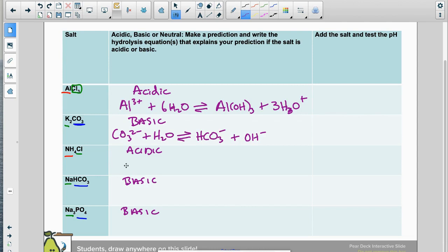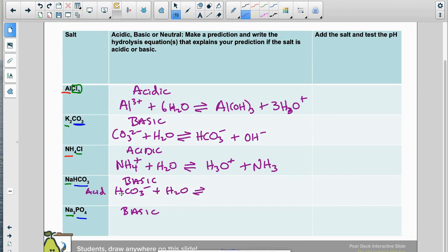All right, then our next ion that causes this solution to be acidic is our ammonium. And so it undergoes hydrolysis and forms hydronium plus ammonia. Our next ion is HCO3-. This is bicarbonate. Now notice bicarbonate is amphoteric. It can act as an acid or a base. So in the first case, I'll write it as an acid.